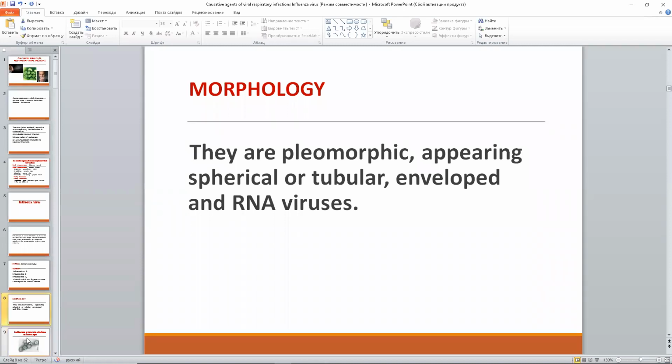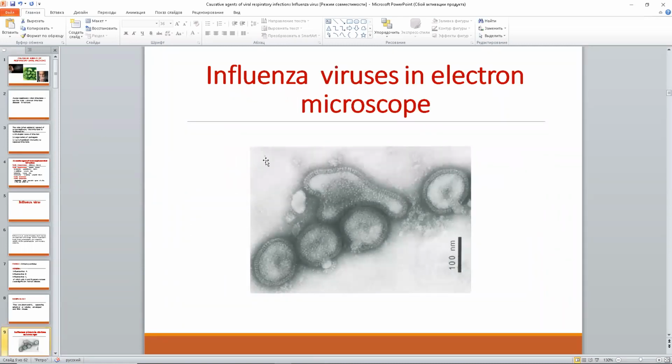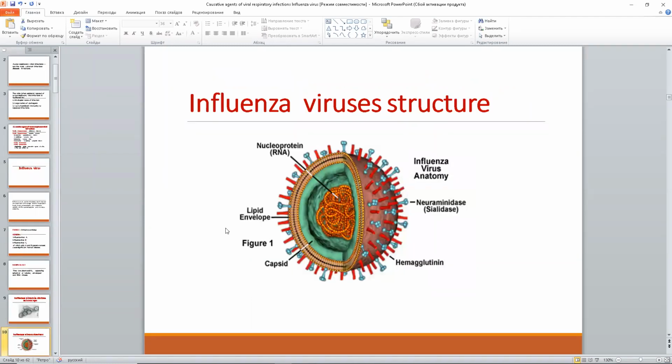There is a photo from electron microscopy, a real influenza virus in the electron microscope, maybe spherical, maybe a little bit tubular shaped. And do you see spikes on the surface? It has an envelope, and the spikes go through the envelope. This is the influenza virus structure, just a picture.